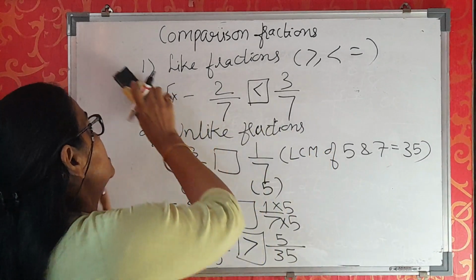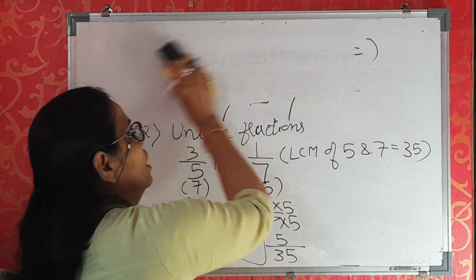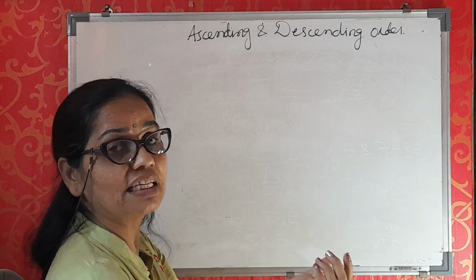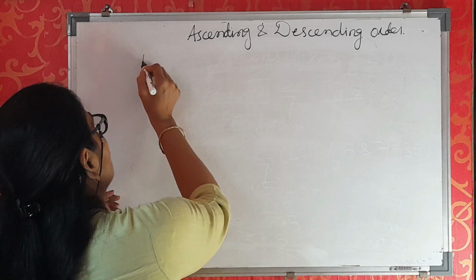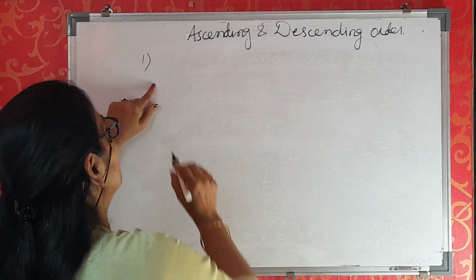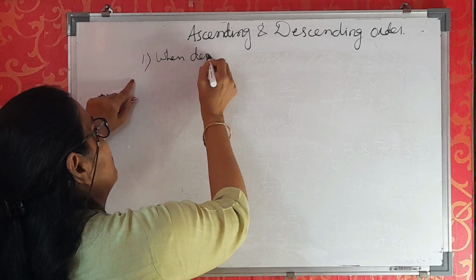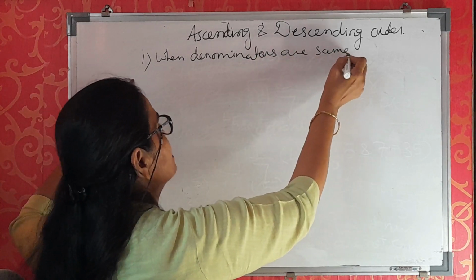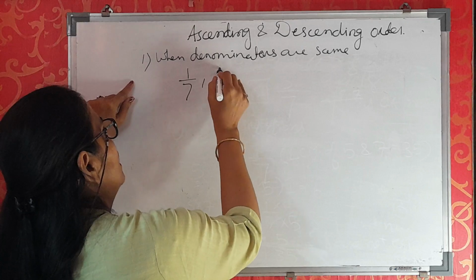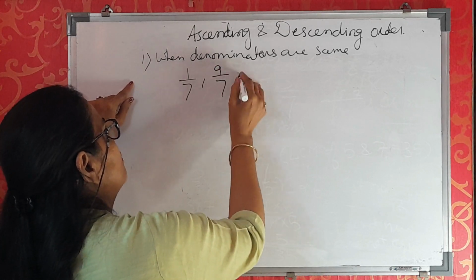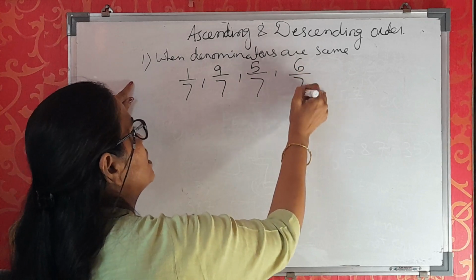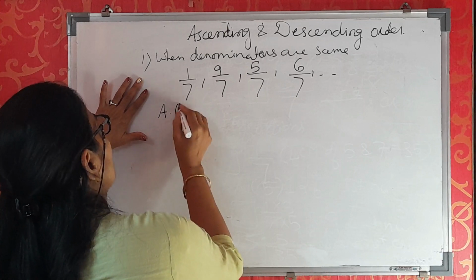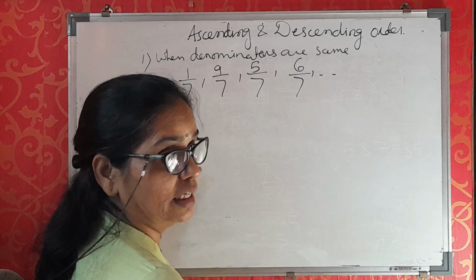Now arrange in ascending and descending order. In that case also, when your like fractions are there, that means your denominators are same, three things are possible. Suppose it is 1 upon 7, 9 upon 7, 5 upon 7, 6 upon 7, and so on. So how will you arrange it? Ascending order. I am writing a shortcut, but I am saying ascending order.